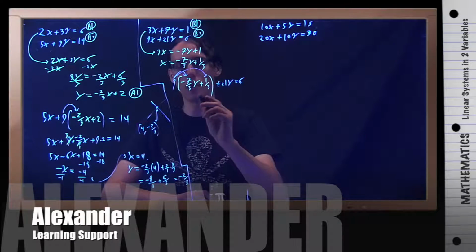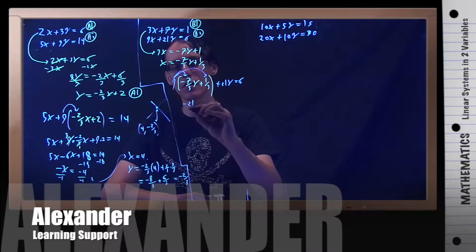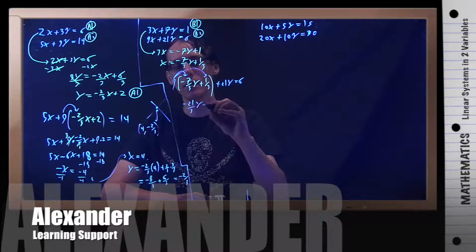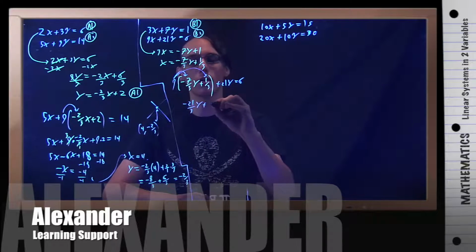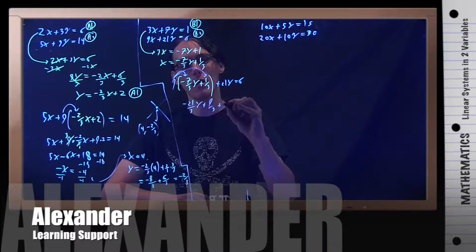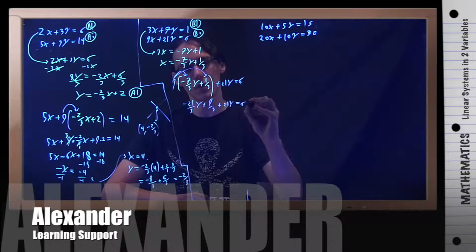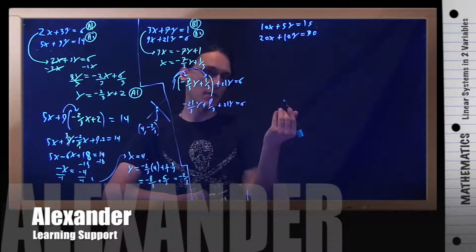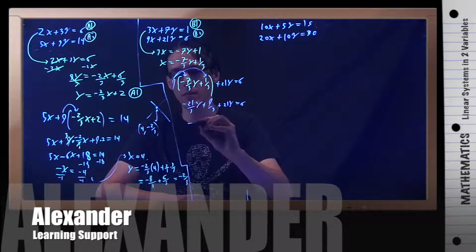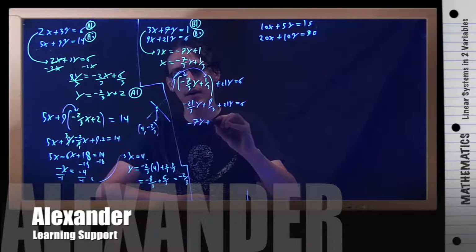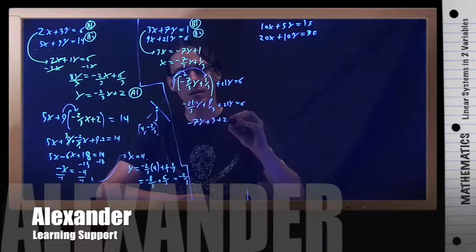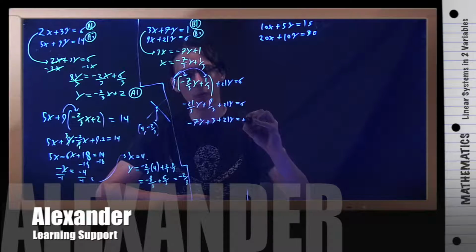Think of this as 9 over 1. So this becomes negative 21/3 y plus 9/3 plus 21y equals 6. Well, 9/3 is just the same thing as 3, and 21/3 is the same thing as 7. So negative 7y plus 3 plus 21y equals 6.